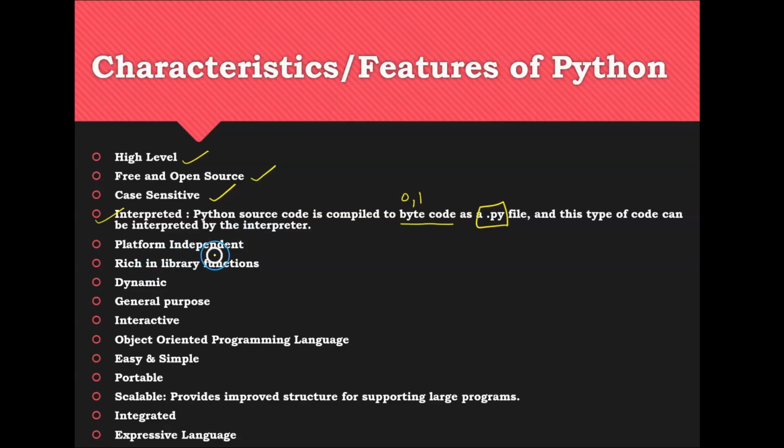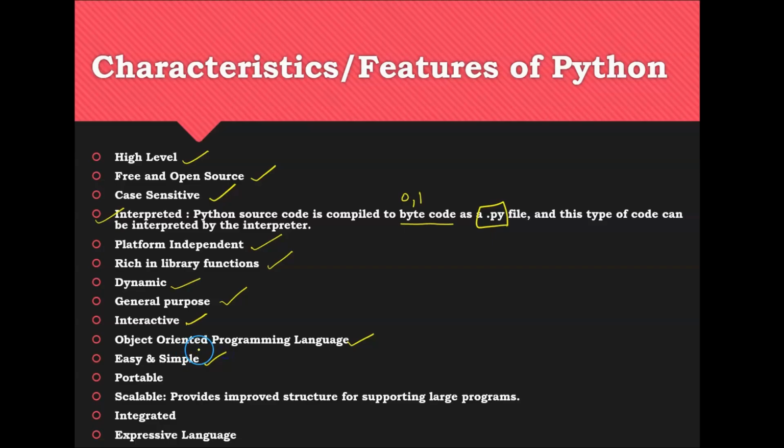That means it will be checking for errors, and it will move on to the next line of the program. It is a platform independent language, so it works on many platforms, and it has many library functions. So it has the feature of being rich in library functions, and it is a dynamic language. Dynamic means it's a very fast moving language, and a general purpose language. It is used by every department nowadays, so it is called a general purpose language, and it is a very interactive language, an object oriented programming language, and it is easy and simple.